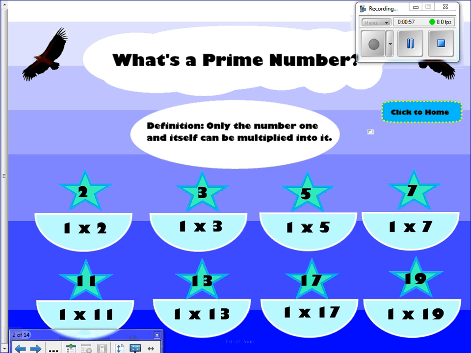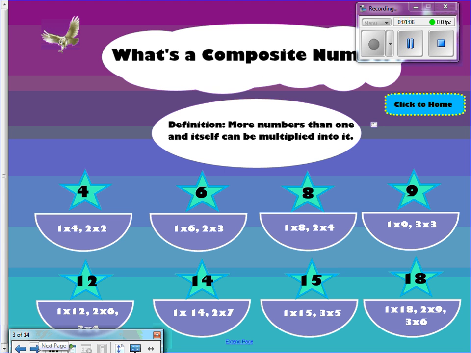There are higher prime numbers. A prime number is not just an odd number, okay? Because you'll notice here that 9 is not a prime number, and I'll be showing you that right here. 9, as you can see to the far right there, is called a composite number. Composite numbers are different than prime numbers because more numbers than 1 and itself can be multiplied into it.